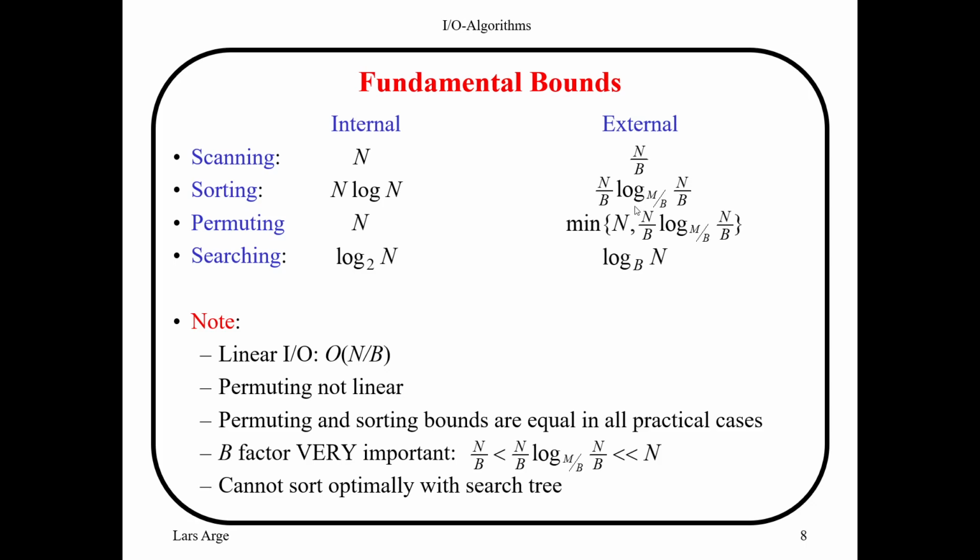And one thing that we have to emphasize here is that factor B is actually very important when it comes to these bounds, because B could actually be very big. For example, block size could be kilobytes or tens of kilobytes of data, so it could be, let's say, a factor of 10,000. So it's actually a very, very big factor. The log factor in comparison is not so big.